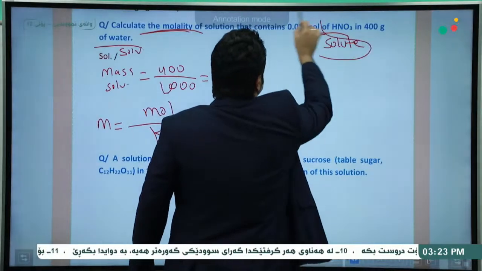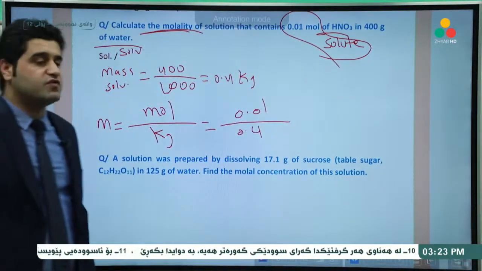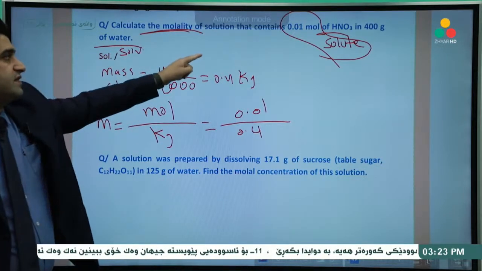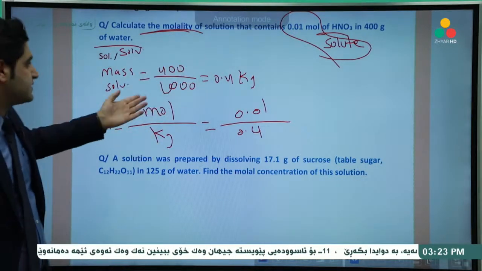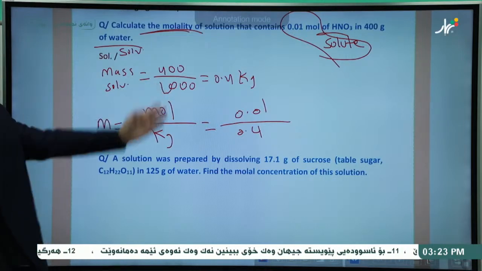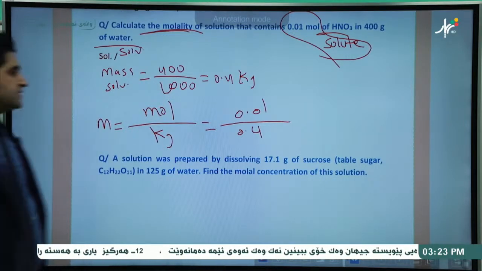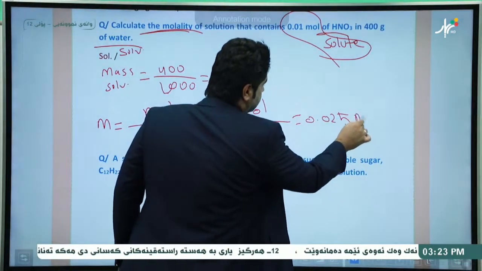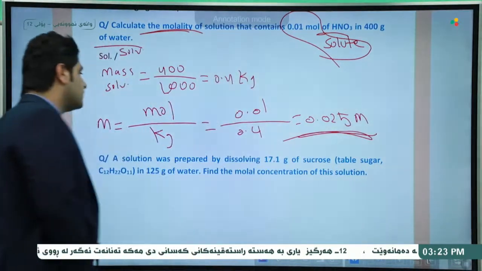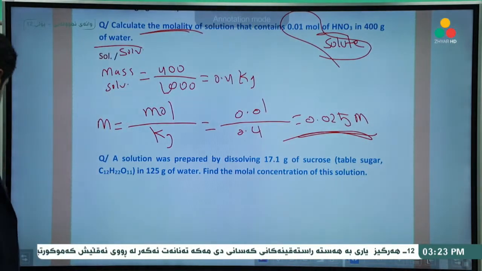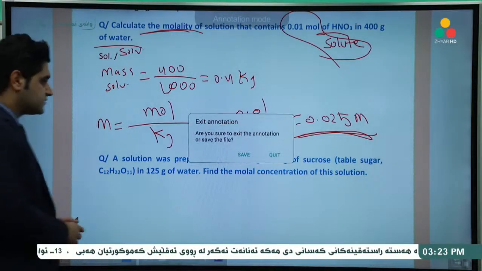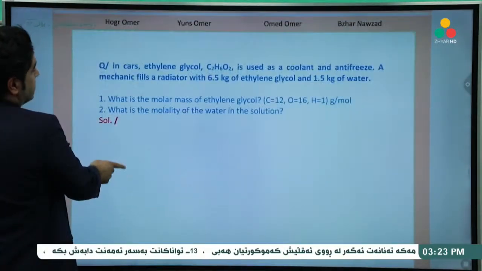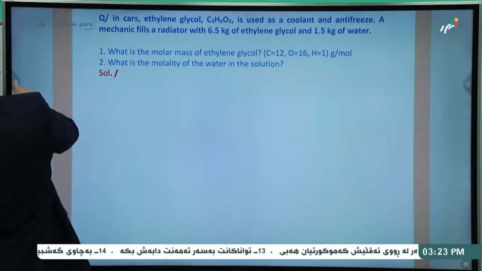So, we should have the information about the solute in number of moles, and for solvent in kilogram. This is mole, this is gram. We just convert gram into kilogram. Now it is equal to 0.025 molal. So that's the molality of this solution. Let's solve the last question about the molality. This is a very good example.